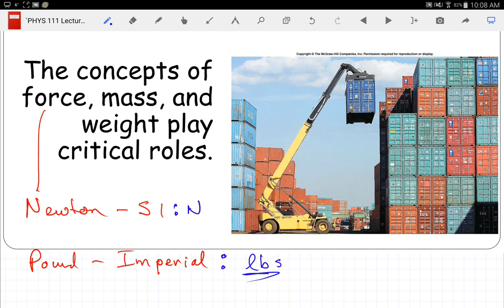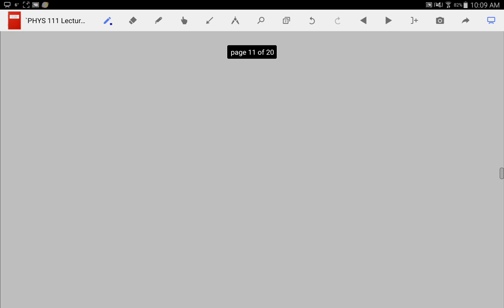So we have force and mass. Weight is which of those two things? A force or mass? Which one is weight? Force. So this is a little redundant. Force, mass, and weight play critical roles, while weight is just a force. So kind of redundant.